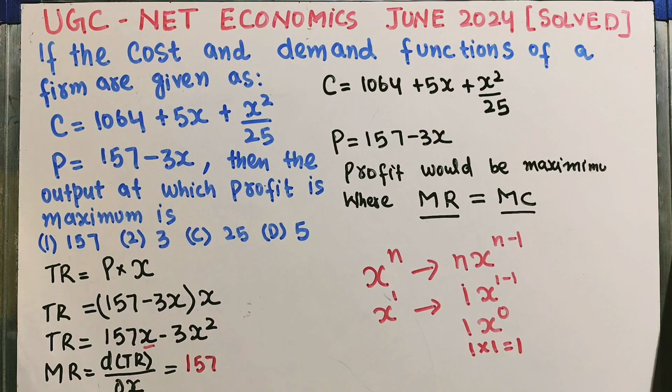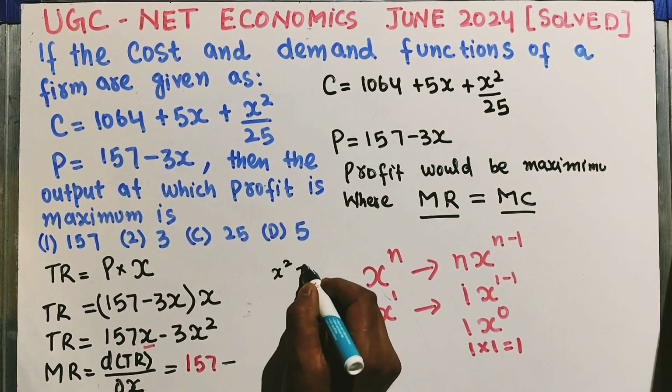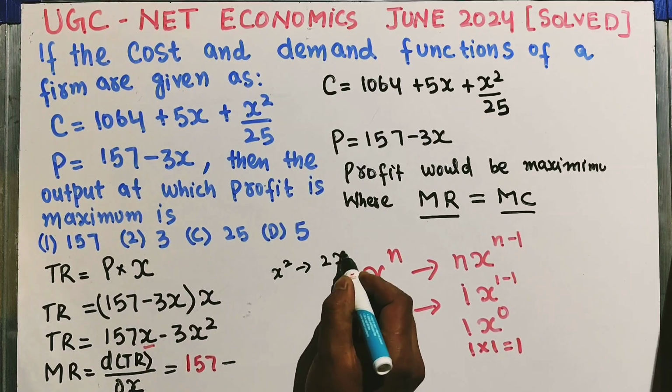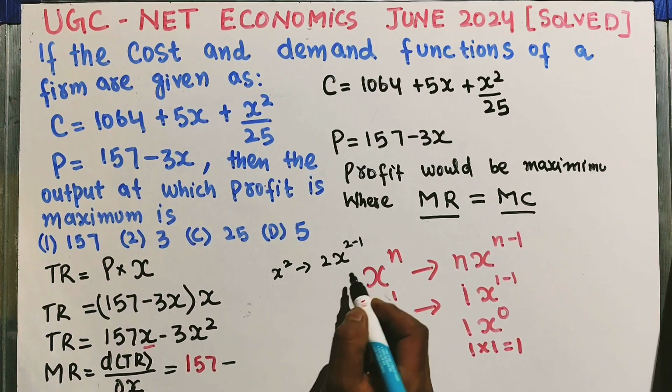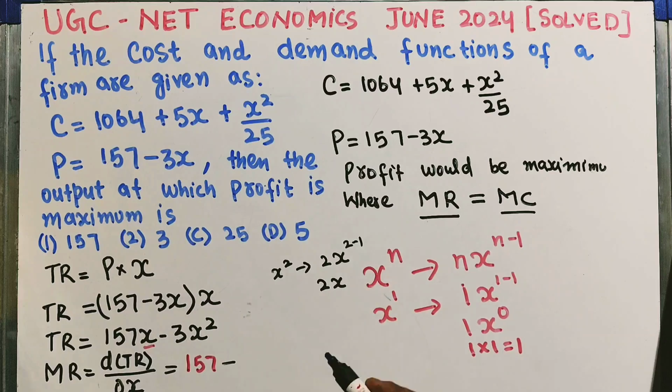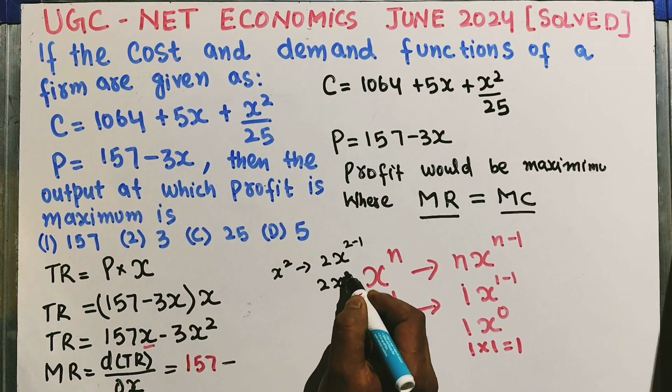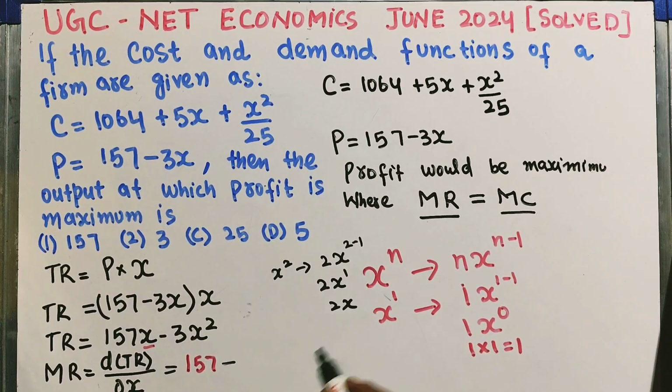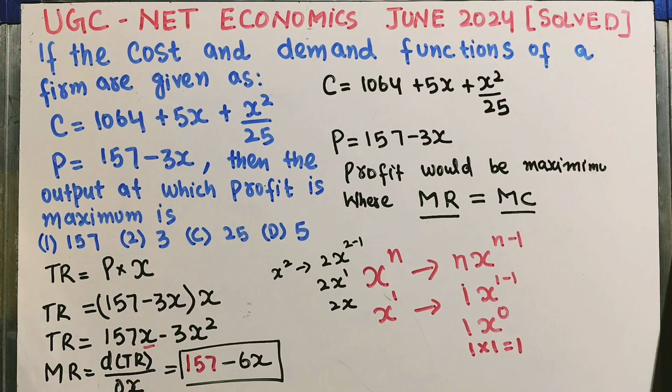Okay, so to clear this, why the derivative of x is 1, I have shown it here by the power function rule. So we are left only with 157 minus, by the same logic, the derivative of x square will be 2 as coefficient, then x with the exponent subtracted by 1, so it becomes 2 times x raised to the power 1, which is equal to 2x. So the derivative of x square is 2x, so 2 into 3 is 6x. This is the marginal revenue of the firm.